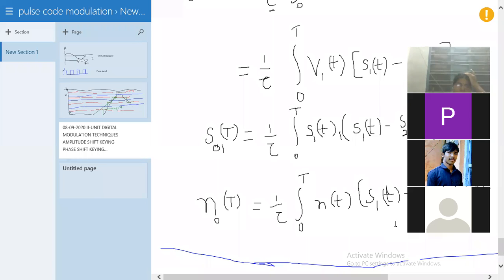Okay. So like that here, this is the output of the integrator, the signal output voltage signal, and this one is a noise signal. So like that here you can find out the output voltages. So this is about the correlation receiver. These responses are equal to whatever responses were obtained at the optimum filter, that is nothing but a matched filter.